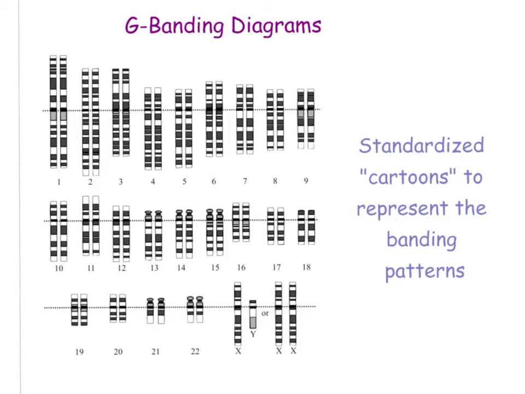Here, again, this is just a G-banding diagram. It's another way of representing the karyotype, kind of a cartoon representation where the actual photograph is taken and then it's redrawn in this sort of cartoon style to show the different banding patterns and the different genes that are represented in each of the chromosomes.